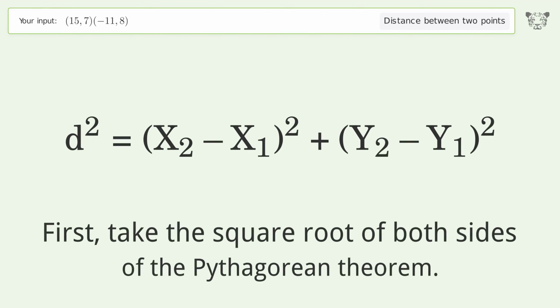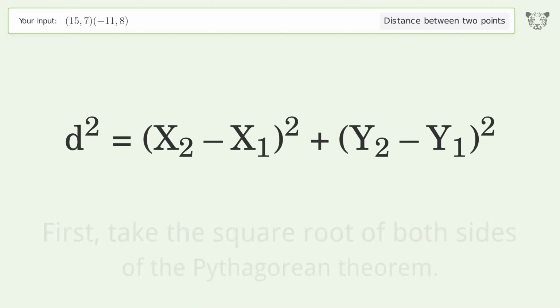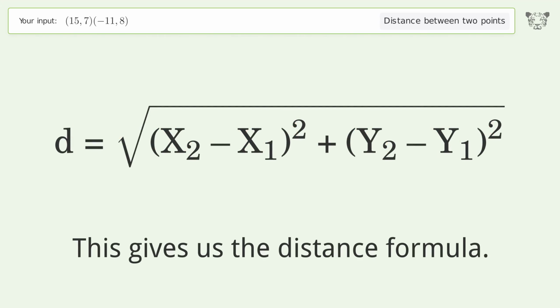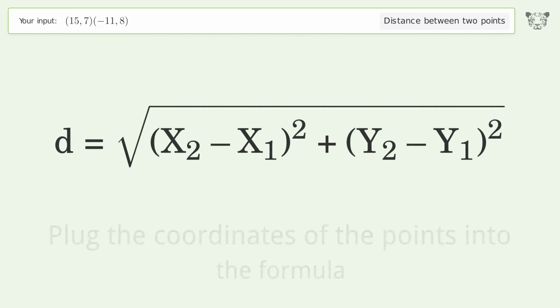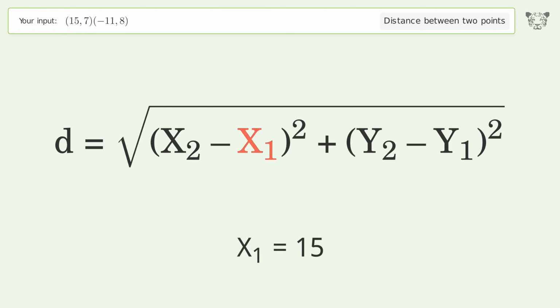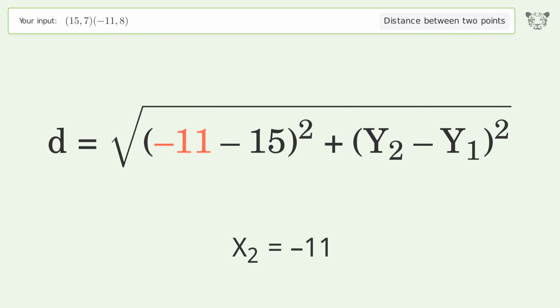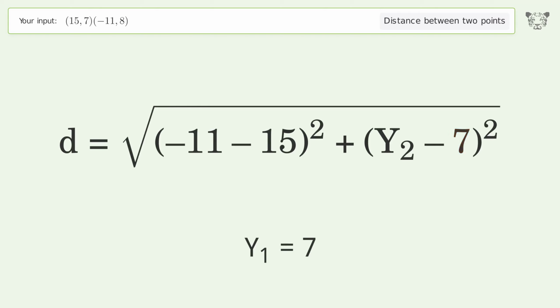First, take the square root of both sides of the Pythagorean theorem. This gives us the distance formula. Plug the coordinates of the points into the formula. x1 equals 15. x2 equals -11. y1 equals 7. y2 equals 8.